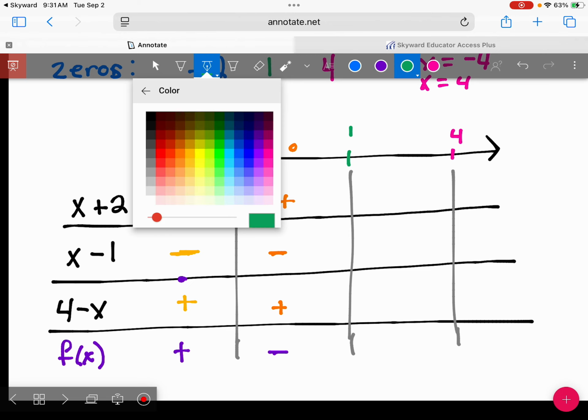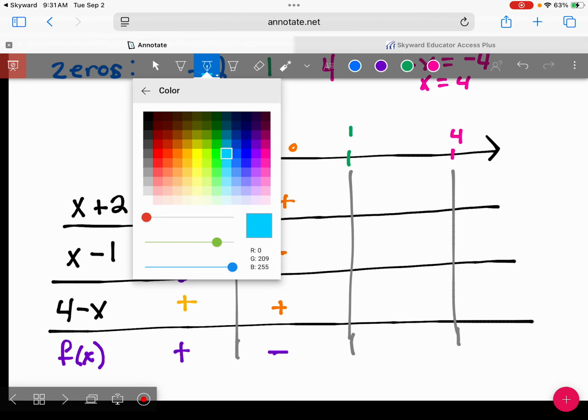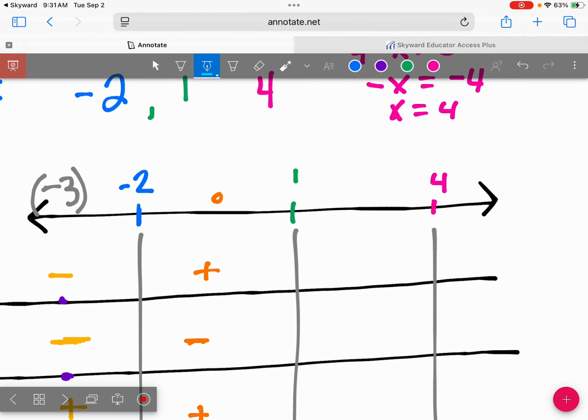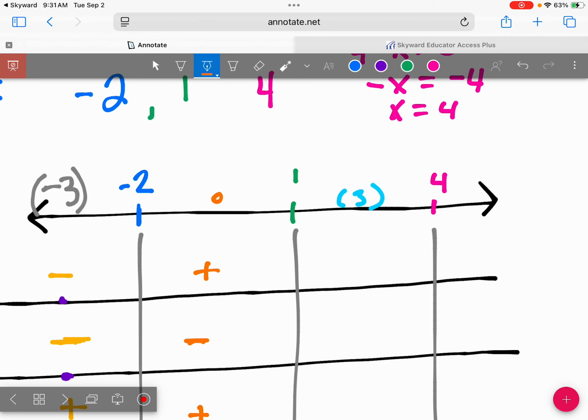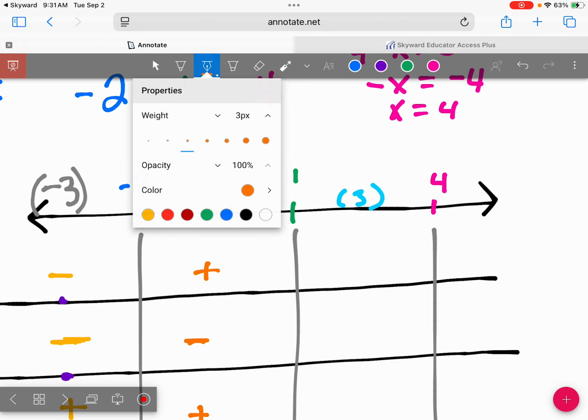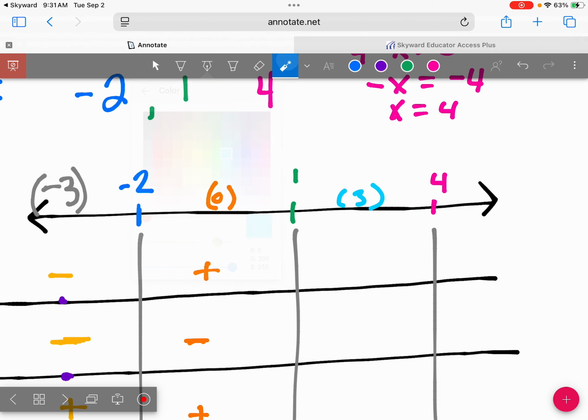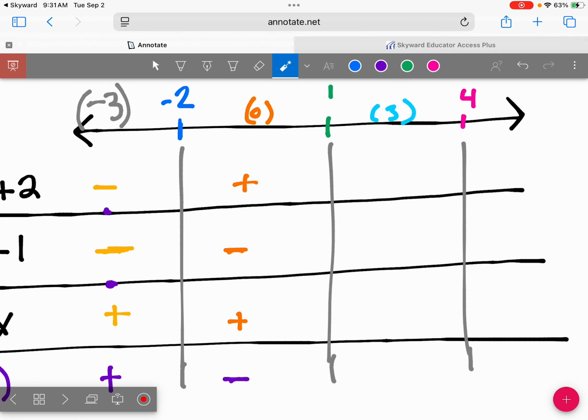So then let's think about something between our 1 and 4. 3. Beautiful. Switching that. So if we're just kind of thinking 3, you don't have to use exactly 3. You can use 2. You can use 2.5. You could get real froggy if you want to. Is this piece going to be positive or negative? Positive.